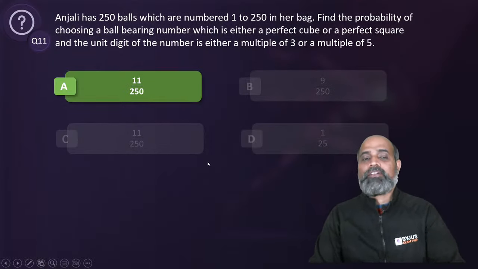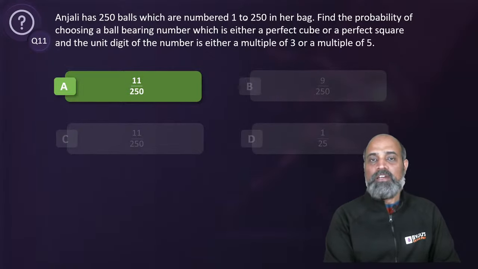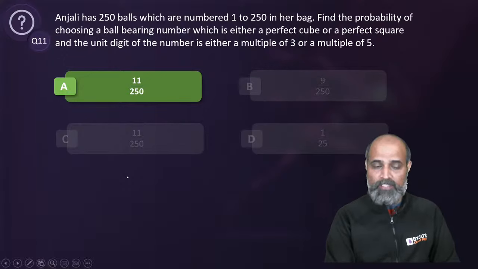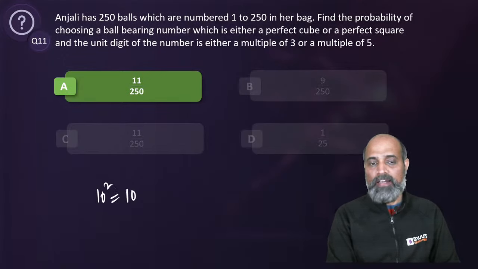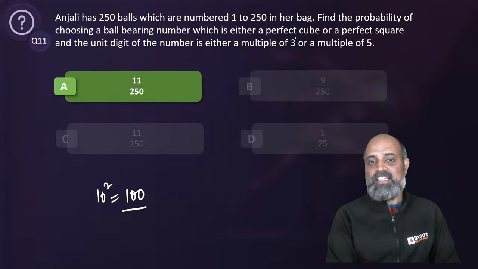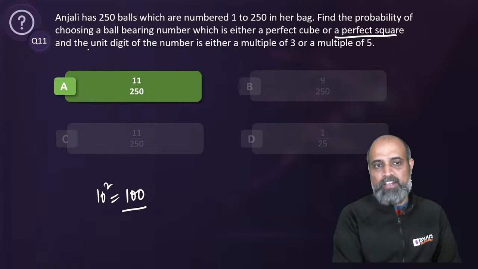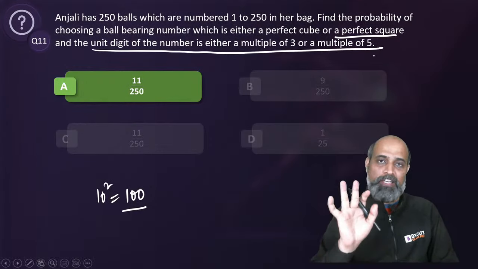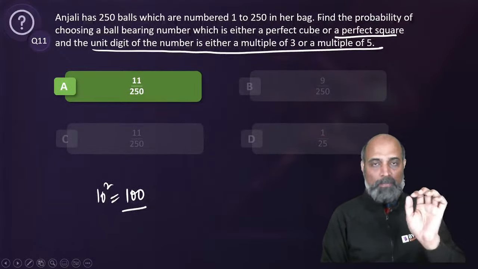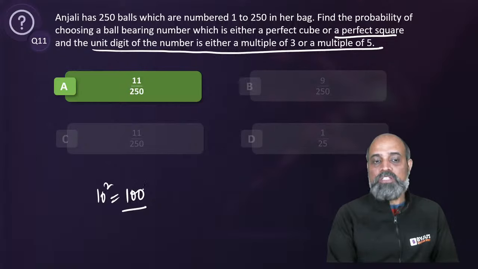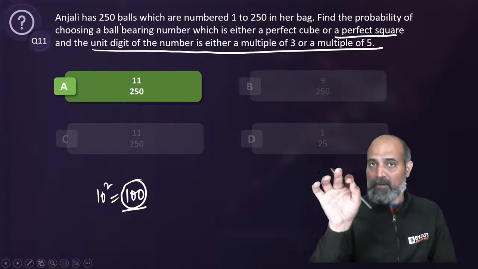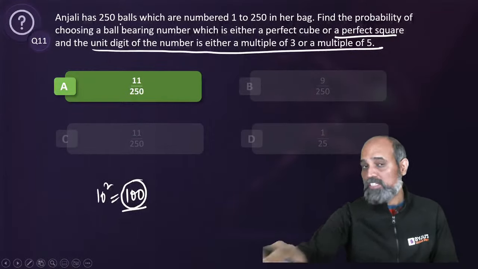अरे वृंदा, क्वेश्चन आप ध्यान से पढ़ो. जो आप ले रहे हो एक नंबर 10 का स्क्वायर 100 है, ठीक है? 100 is a number which is a perfect square and whose unit digit is either a multiple of 3 or 5. Is this part true or not? वो 1 to 250 इग्नोर करो. आप ये देखो कि अगर उसने 100 नंबर का बॉल पिक करा तो will that number which is written on the ball, will it follow this condition or not?